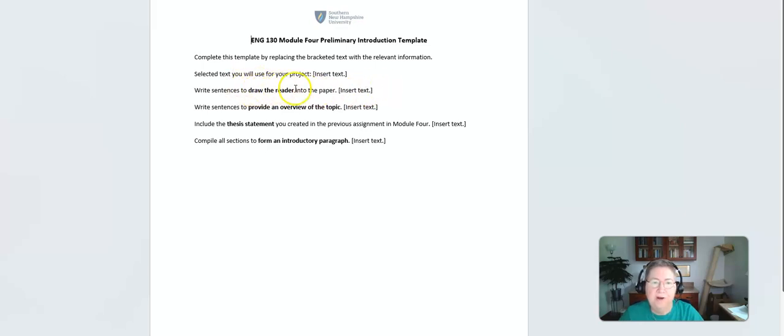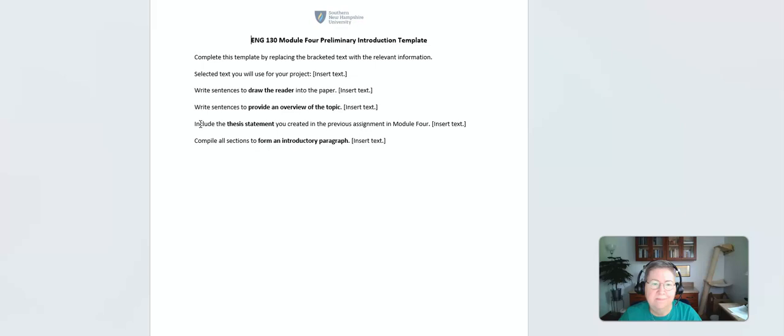So what's something that could draw the reader in? And you'll know what those kinds of things are from having read the assignments on the resources page for Module 4. The section on drafting an introduction will be very helpful with that. Similarly, provide an overview of the topic. That's going to be that brief summary. And we've actually already written a brief summary of your article in a previous assignment, so you can go back and look at that. And then you have the thesis statement because you have done assignment 4-1 in this module.